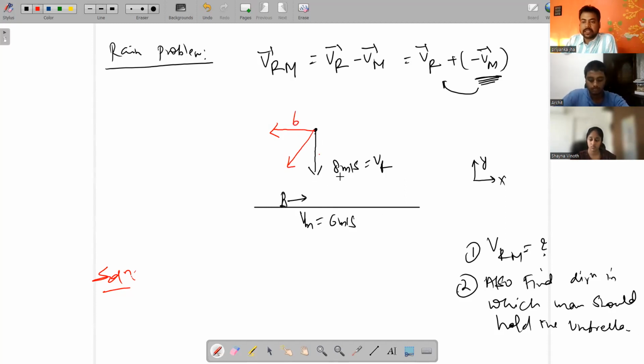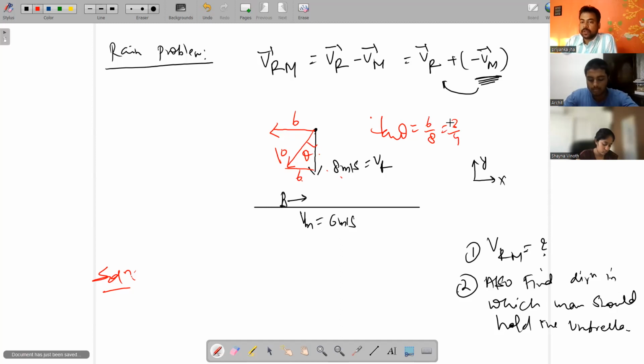So this is 6 and this is 8. So the resultant will be 10, under root 6 square plus 8 square. And this angle, you have to find, suppose this is angle theta. So tan theta is 6 upon 8, that is 3 by 4. So theta is 37 degree.